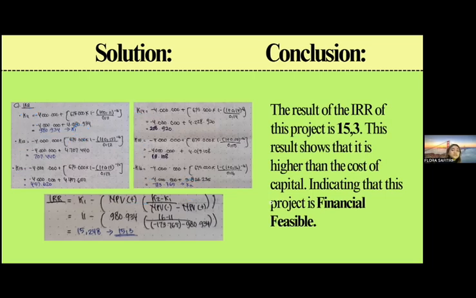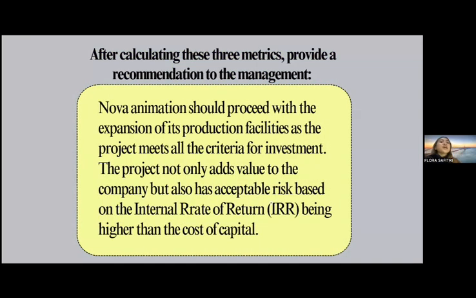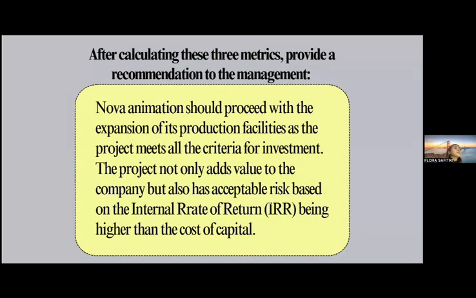So next. Okay. So after calculating these three metrics, provide a recommendation to management: Nova Animation should proceed with the expansion of its production facility as the project meets all the criteria for investment. The project not only adds value to the company, but also has acceptable risk based on the internal rate of return being higher than the cost of capital.